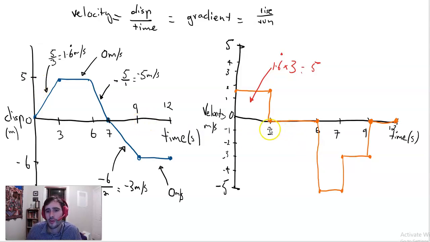Cool. What's 0 times 3? It's 0 as well. So you can do it for all these sections. That's a really good strategy just to do at the end. Make sure you're on track.